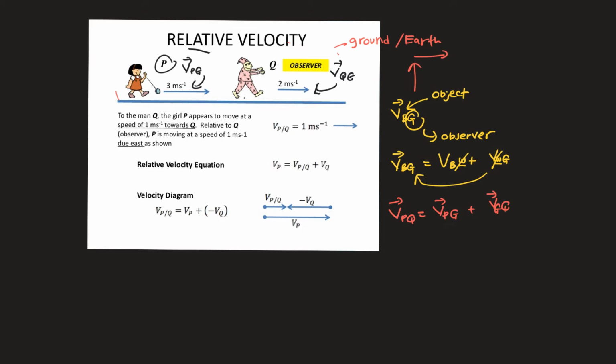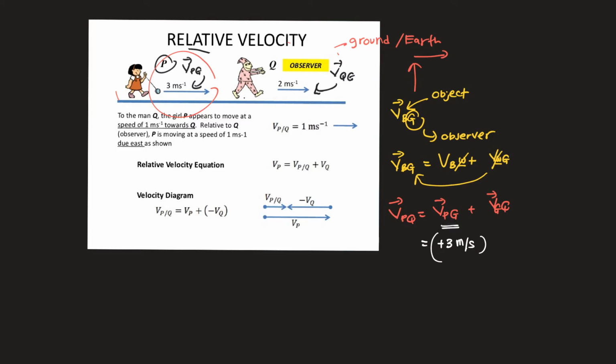Okay, so vpg stands for v, the velocity of p with respect to ground, which is going to be 3 meter per second. Okay, so it's moving to the right, so you are going to put positive 3 meter per second.